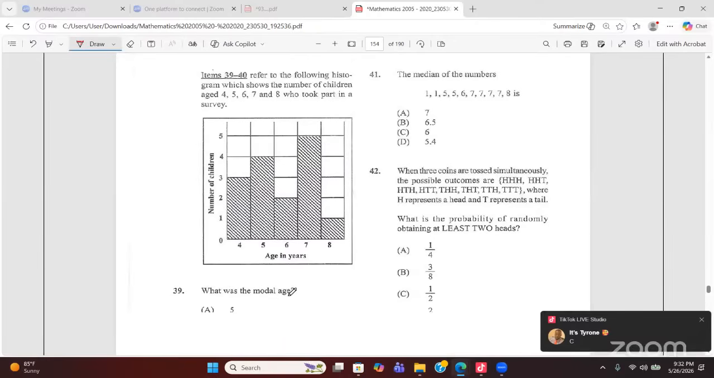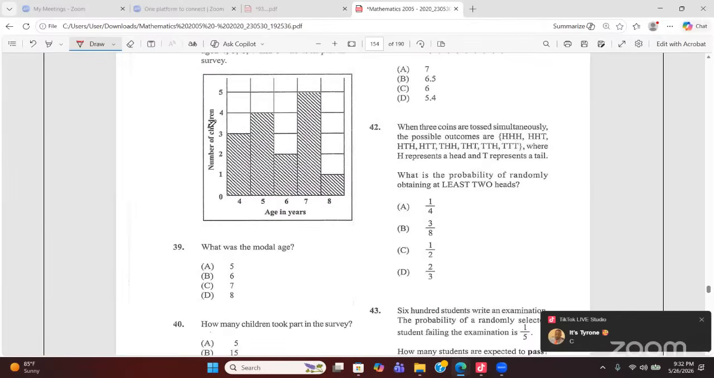All right, so this is asking what was the modal age? The modal age will be the one with the highest number of children. So you have to study your axes. This is the age down here, so you're going to have to pick the number of children from the other side. This is the modal age, 7, because the highest bar is 5. The modal age is 7. There are 5 kids that are 7 years old.